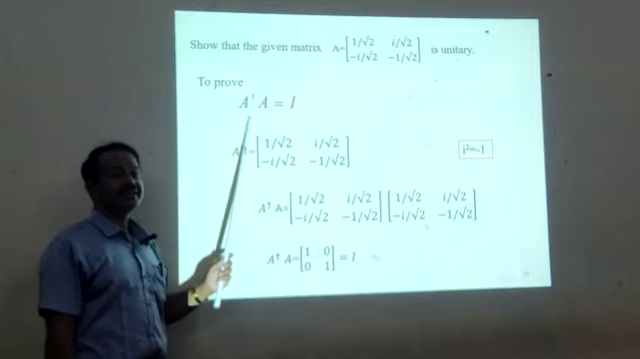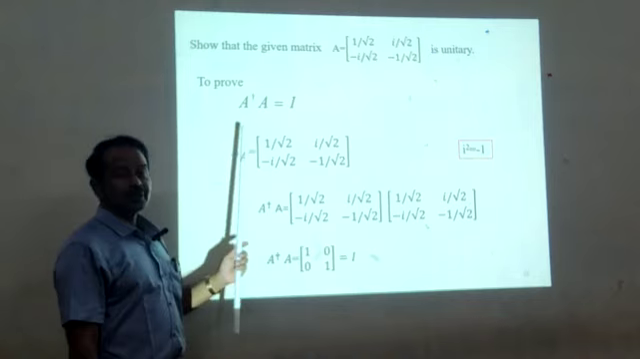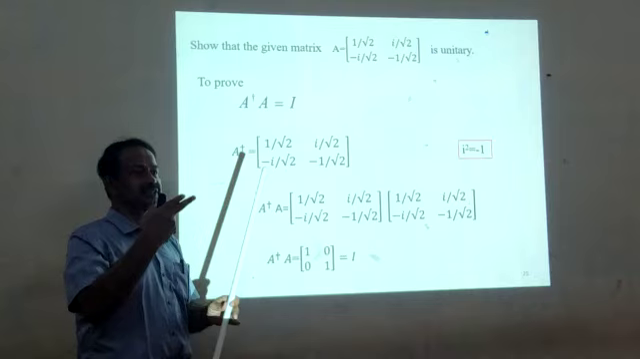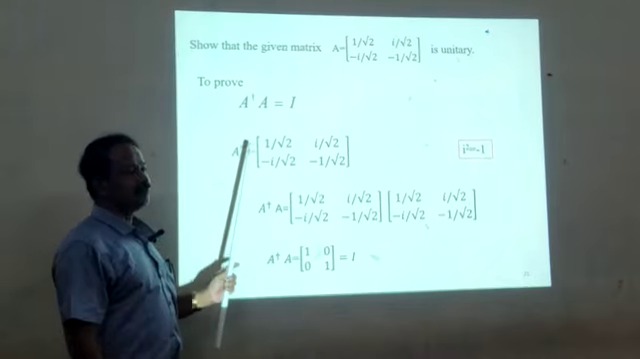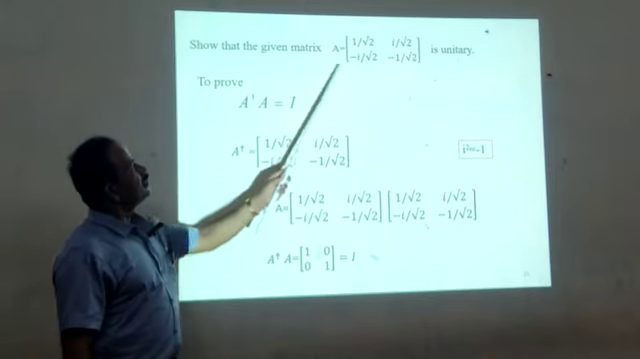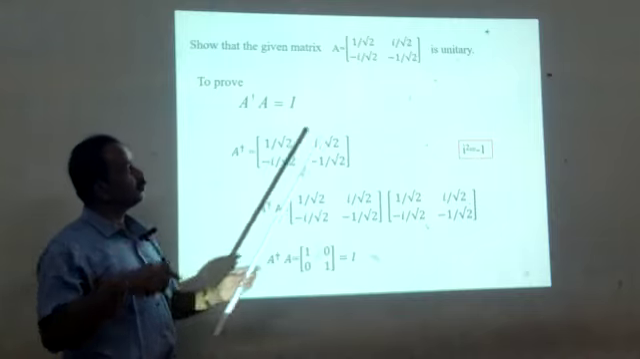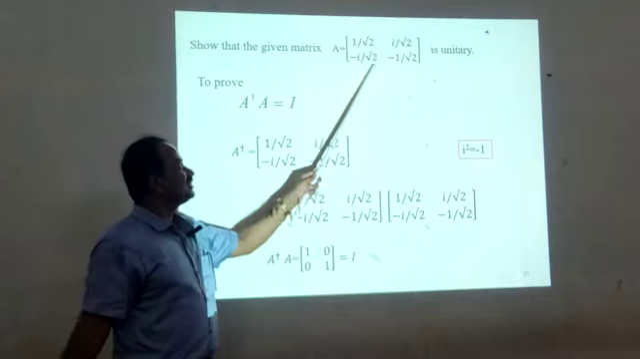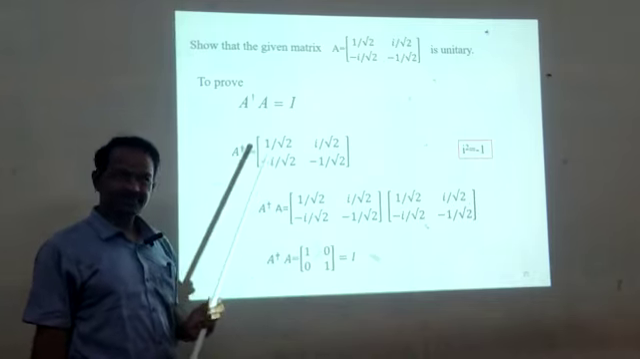Now you are going to have A dagger. So what is A dagger? For A dagger you are going to transpose and take the complex conjugate. So what is the transpose here? Transpose of this matrix: 1 by root 2, then minus i by root 2, and here this becomes i by root 2, and this will be minus 1 by root 2, correct?